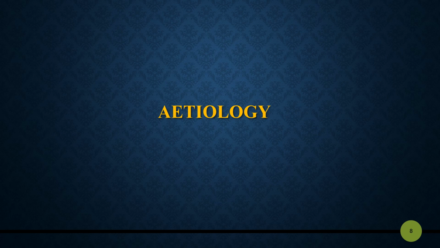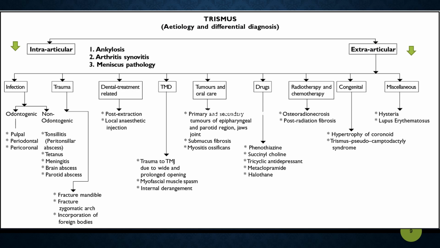Several conditions may predispose an individual to develop trismus. The etiology of trismus can be divided into intra-articular causes and extra-articular causes. Intra-articular causes are the factors which are present within the temporomandibular joint. So these include ankylosis, arthritis, and meniscus pathologies.